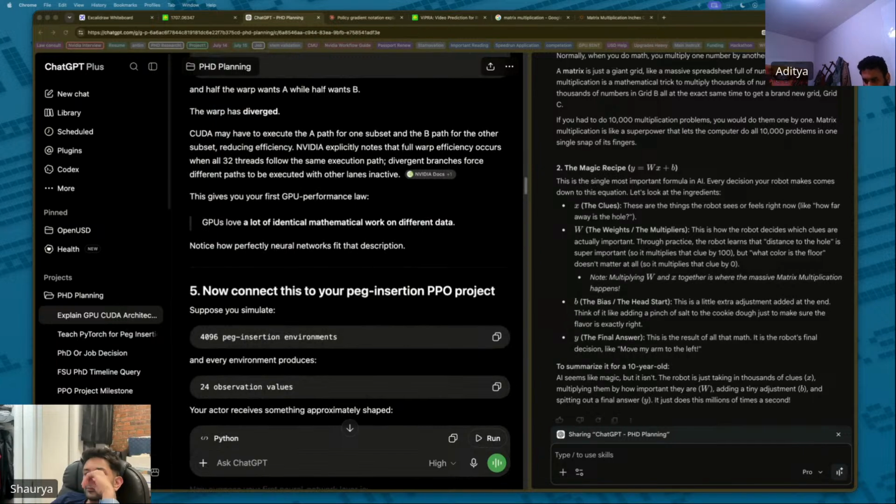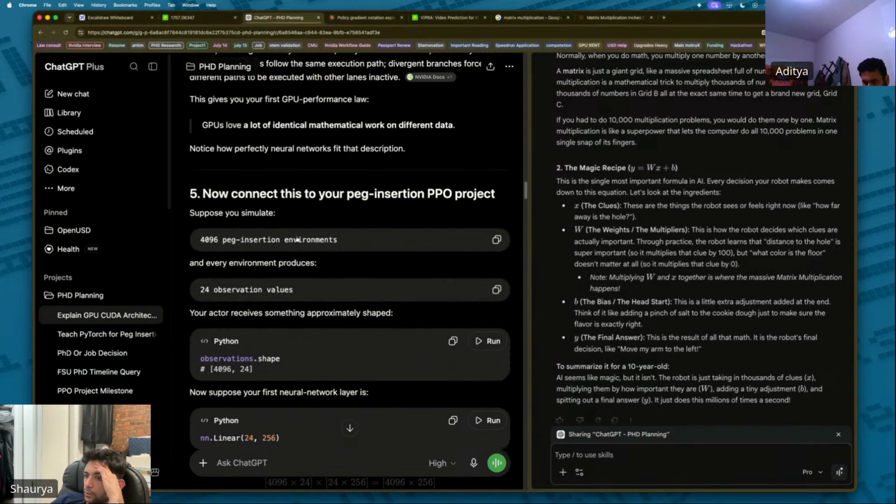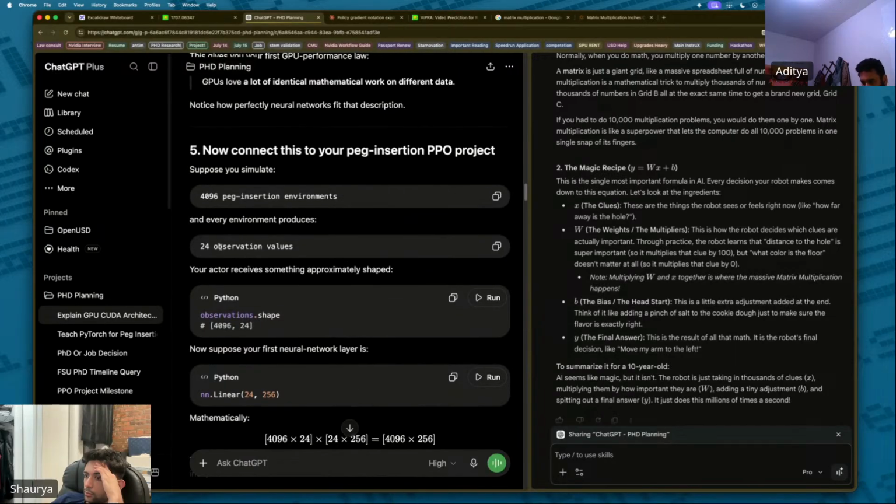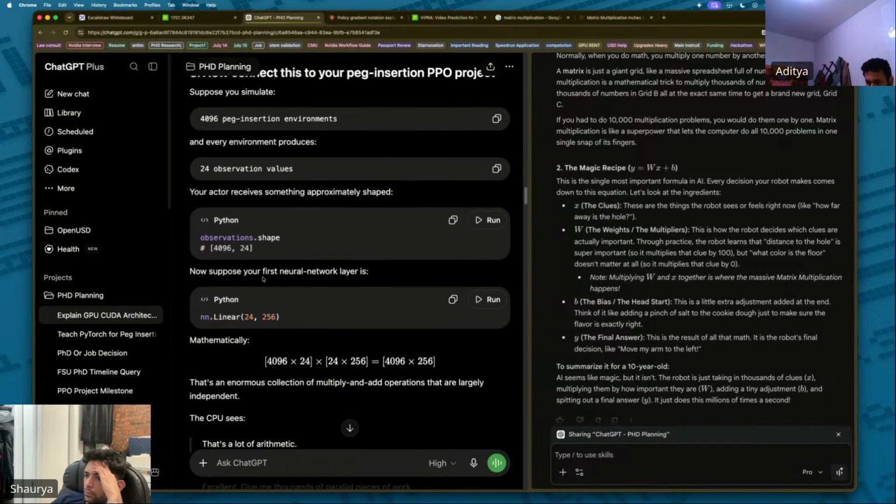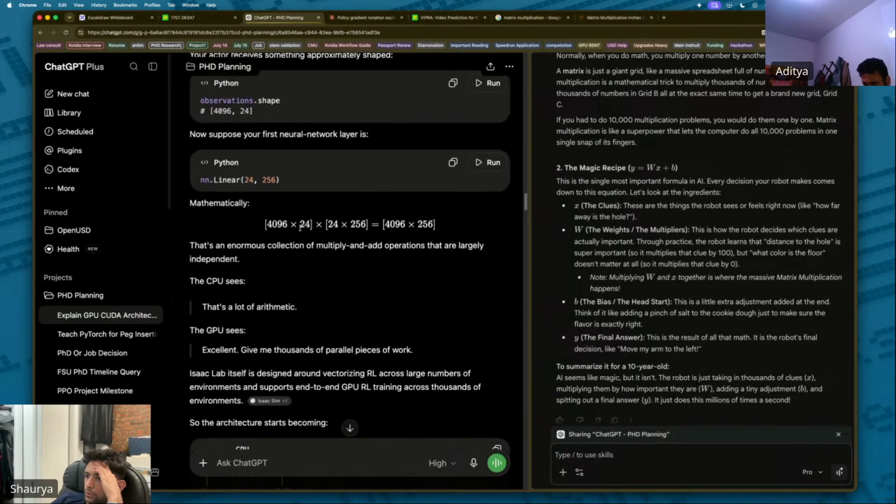Now connect this to your peg insertion PPO project. Suppose you simulate 4096 peg insertion environments and every environment produces 24 observation values, so the observation shape is 4096 by 24. Then a linear layer from 24 to 256 gives 4096 by 24 times 24 by 256, resulting in 4096 by 256. There's an enormous collection of multiply operations that are largely independent.